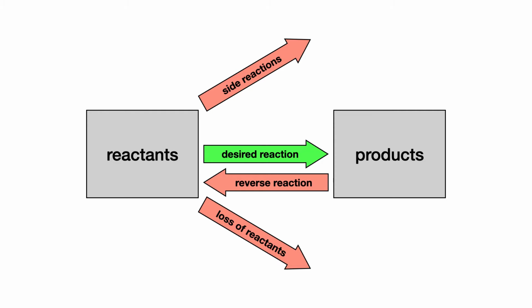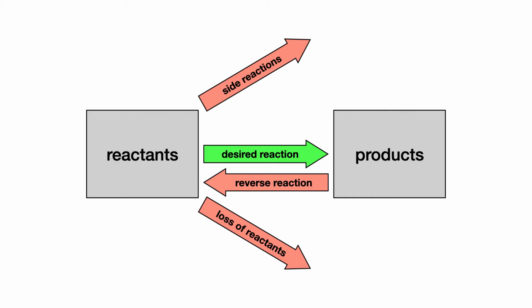Hi there. Before I get into the topic for today, I just wanted to clarify something that I talked about in an earlier video. I was making the point that in a chemical reaction between reactants and products, there are often other processes that occur that reduce the amount of products that you actually get. So there are side reactions that can occur.